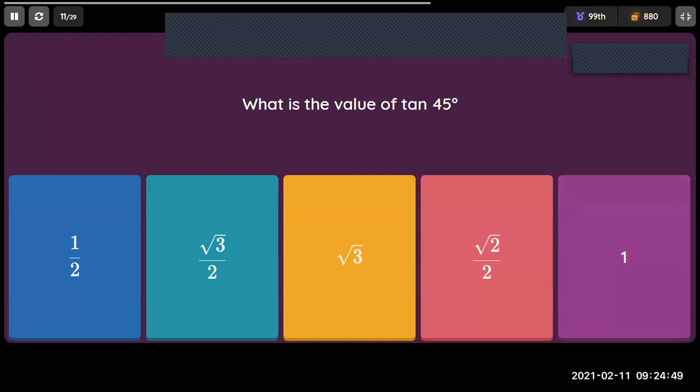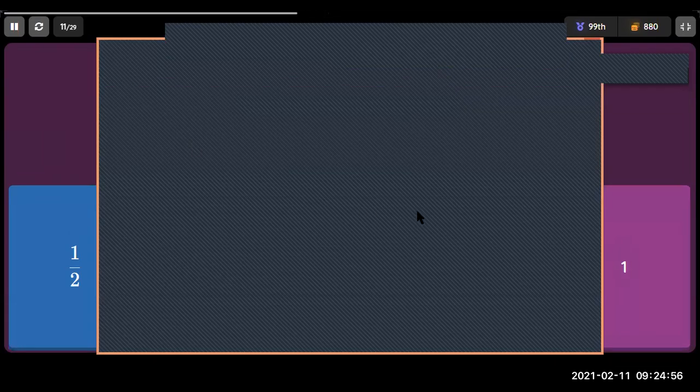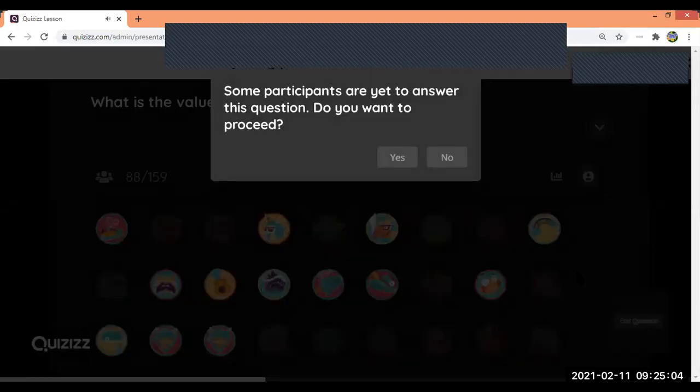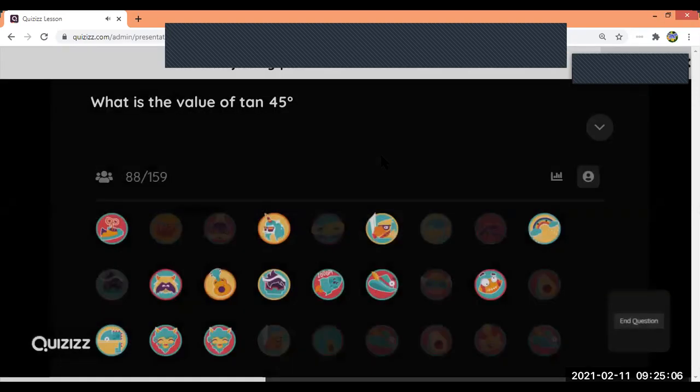Okay, another 5 seconds. I'll give you only 5 seconds. Okay, and I'm going to end this question. Let's see how many of you got it right. See, you have to be fast.